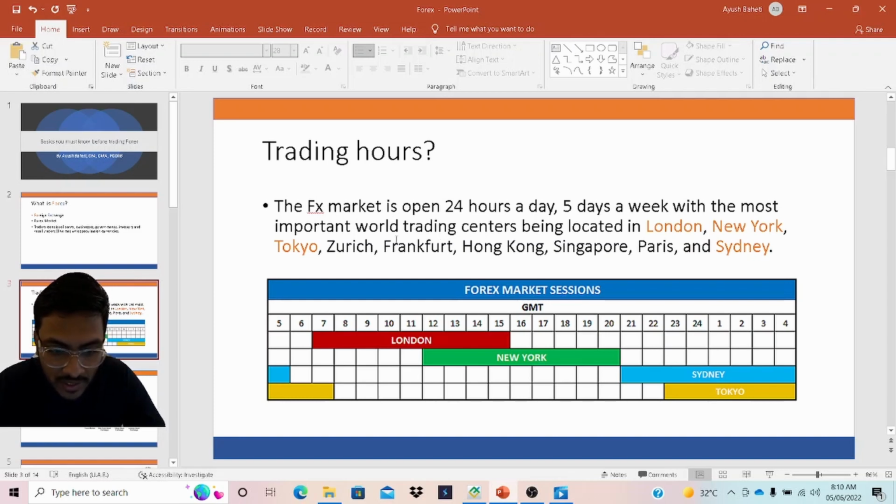So let's discuss the most important world trading centers. They are located in London, UK; New York, US; Tokyo, Japan; Zurich, Switzerland; Frankfurt, Germany; Hong Kong; Singapore; Paris, France; and Sydney, Australia. Because the trading centers are located across the globe, that's how Forex market runs round the clock.